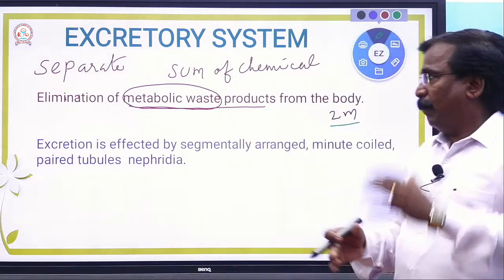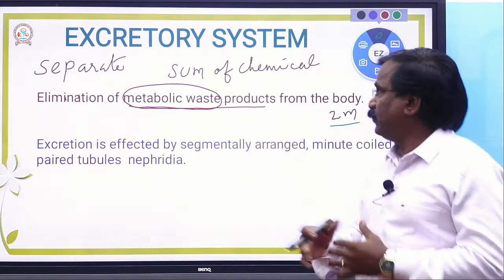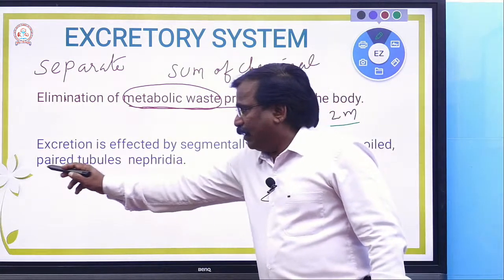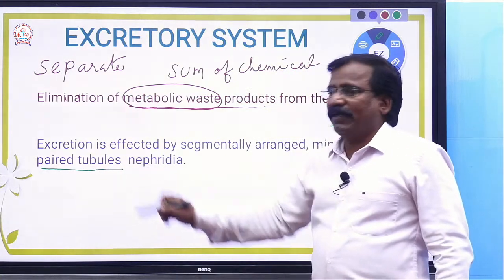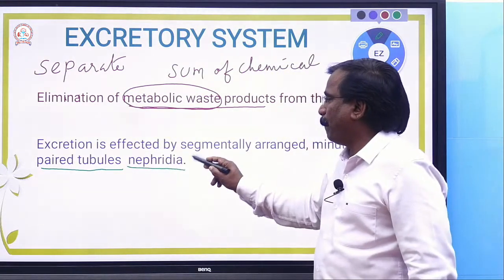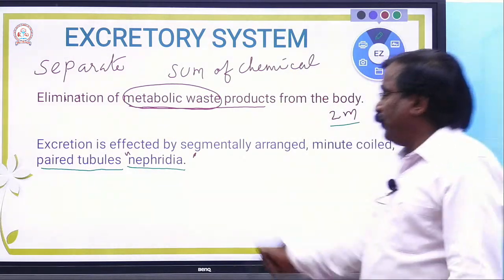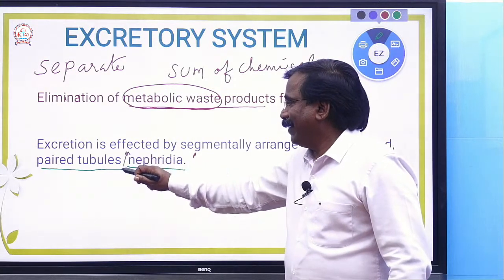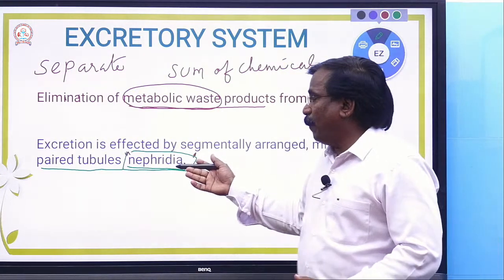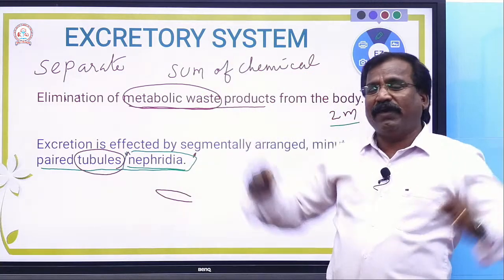Okay, all right. Which organ or organ system is responsible for this excretion? So listen. Paired tubules, that is tubular structures, called nephridium. So what is the excretory organ? It is a nephridium. Nephridium is singular, nephridia is plural. The nephridia are tubular in nature.